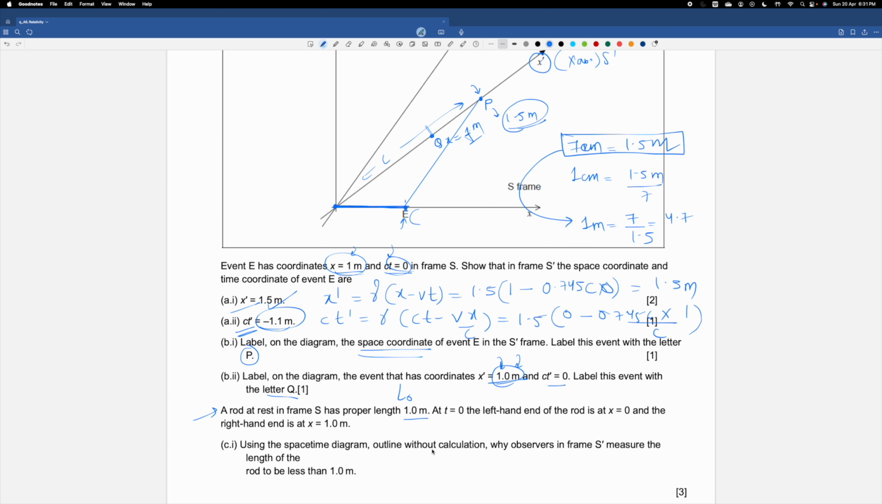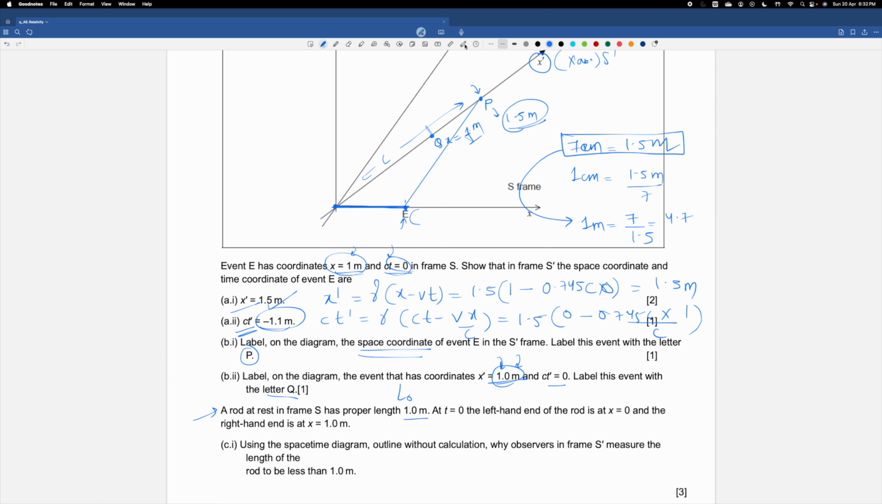Now, using the space-time diagram outlined, without calculation, explain why an observer in frame S prime measures the length of the rod to be less than 1 meter. First of all, the observer is moving. Because he cannot measure the proper length, since he is moving with a speed close to the speed of light, he will end up seeing the shorter length. But he will make sure that he measures both the ends of the rod at the same time. Since he is moving, he cannot measure the first end and the last end at different times. So he has to measure both ends of the rod at the same time.